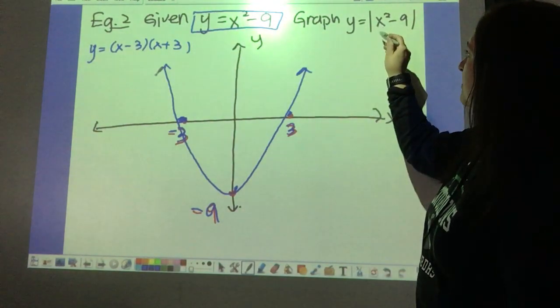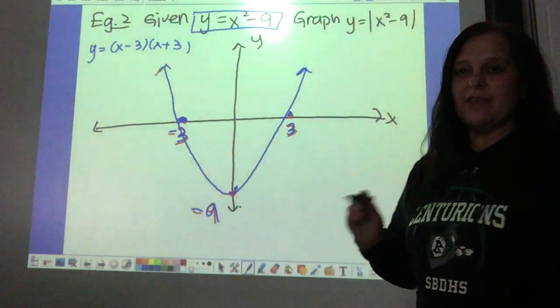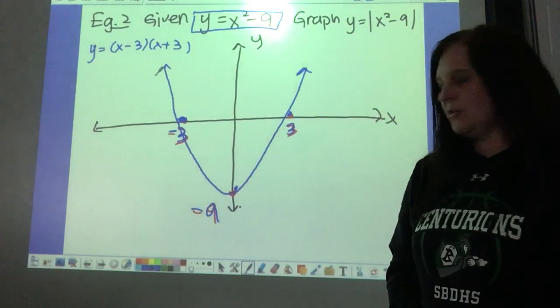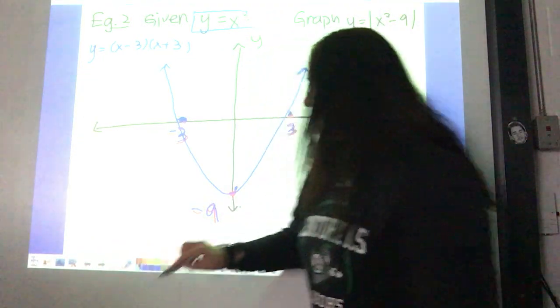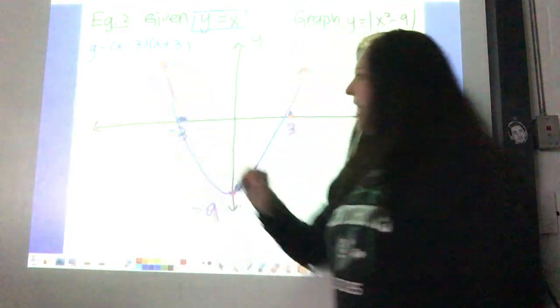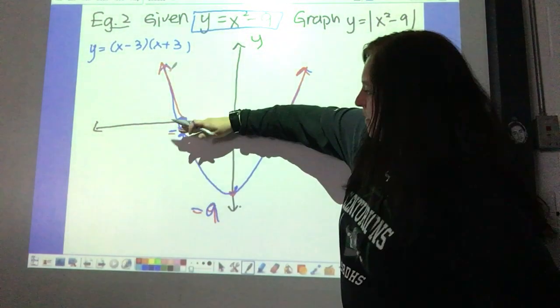And then the question wants us to do the absolute value of that. So I do want you to draw the original and then the absolute value over top, because I need to see your original compared to your final. So again, let's start this part. I'm just going to retrace everything that was good. Anything that was above the x-axis was fine, so we do need to retrace it. This is the part that's a problem.